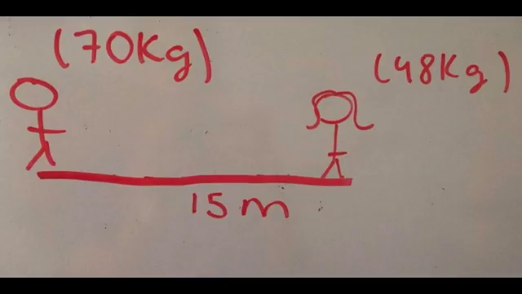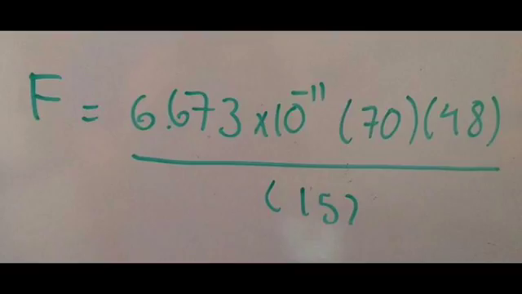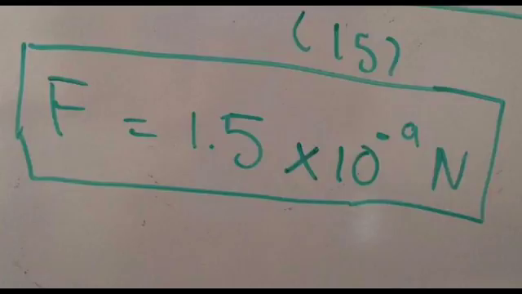Try to imagine that the first time we met, we were 15 meters apart from each other, and my mass is 70 kilograms and her mass is 48 kilograms. Then, with this data, we're going to plug it into the formula to know what our attraction was. Well, after making all the calculations, we can conclude that the attraction force between us was about 1.5 times 10 to the minus 9 newtons, which is pretty low. So she was lying to me.